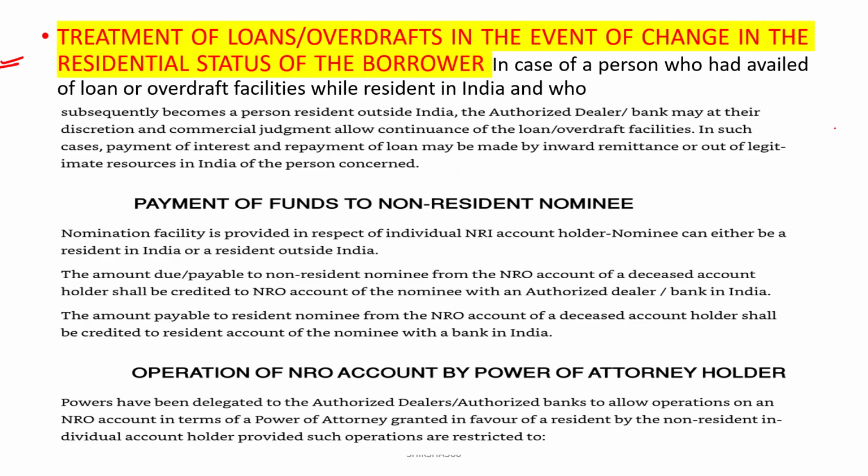That is the case. So in case of a person who had availed of a loan or overdraft facility while a resident in India and who subsequently becomes a person resident outside India, the authorized dealer or bank may, at their discretion and commercial judgment, allow continuance of the loan or overdraft facility.